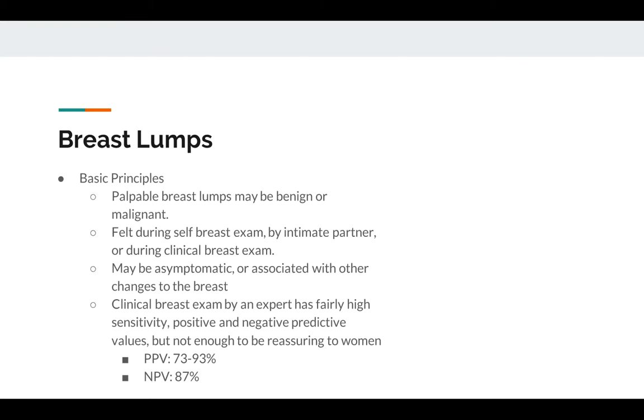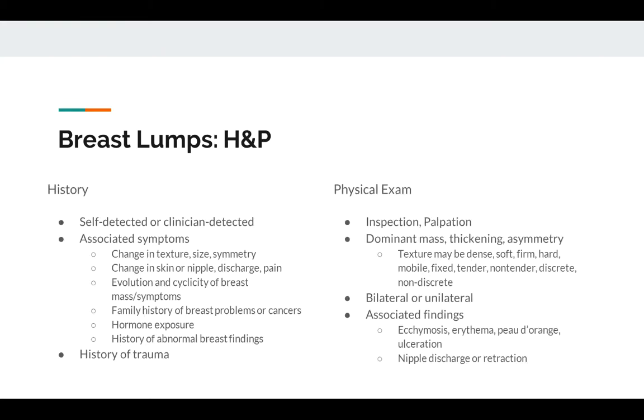A clinical breast exam by an expert actually has a very good sensitivity rate. However, typically this is not enough to be reassuring. So although we know that most of the time an expert can pick out a breast cancer up to 93% of the time and rule out a breast cancer up to 87% of the time, that remaining percentage is not enough to make the woman feel super great about that, which is why we rely on imaging.